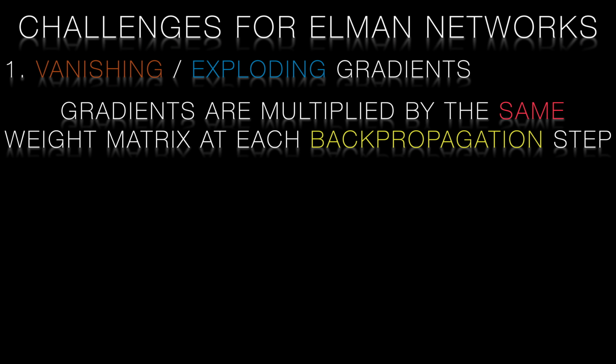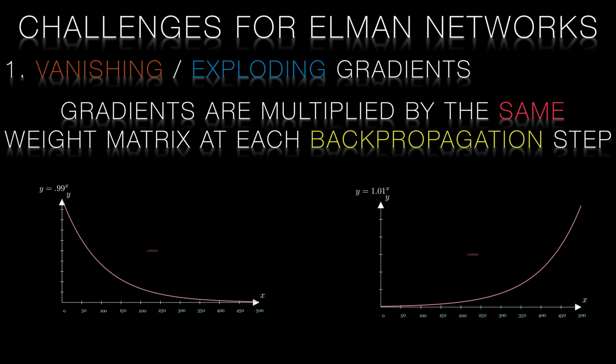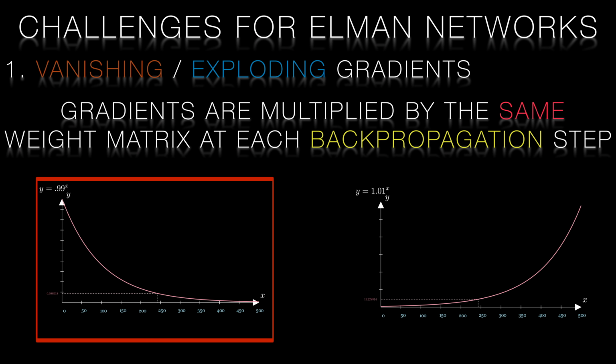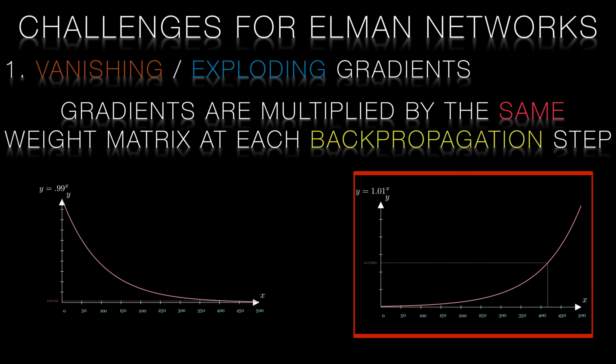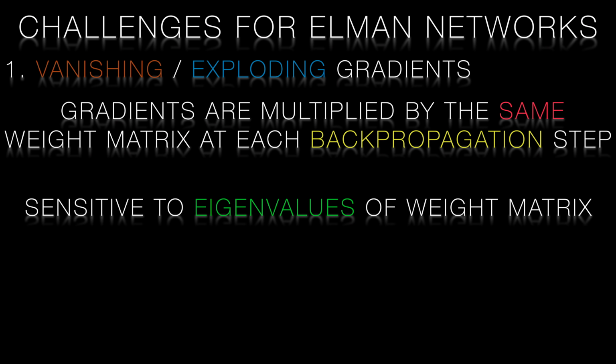You know that if you multiply the same number by itself enough times, you'll get a problem. If the number is less than 1, you will eventually get 0. And if the number is greater than 1, you will eventually get infinity. The same thing is true for matrices if the eigenvalues are either greater or less than 1.